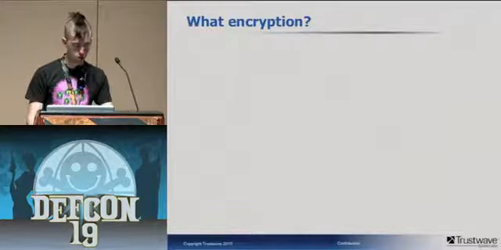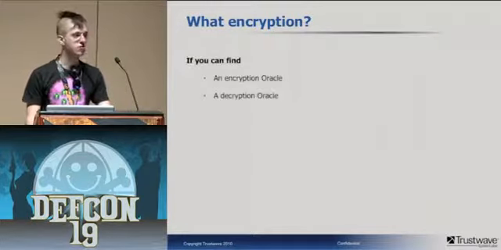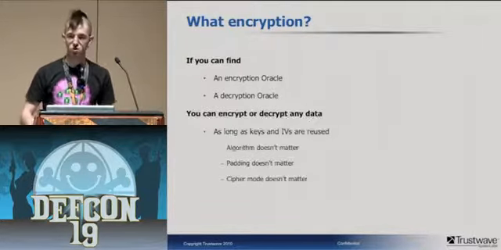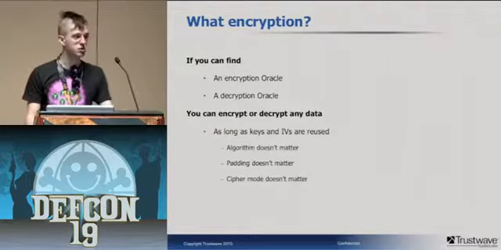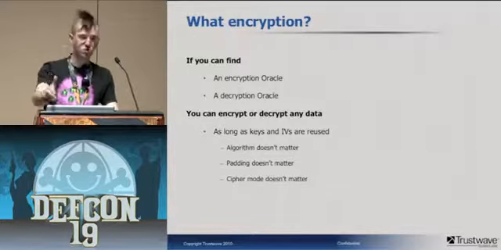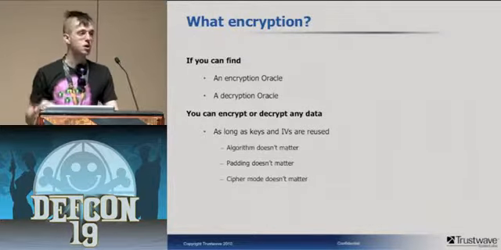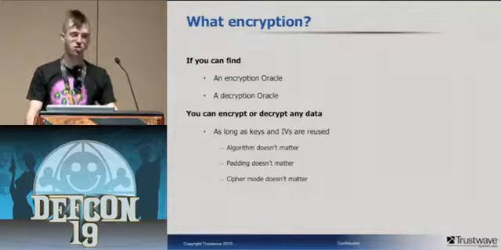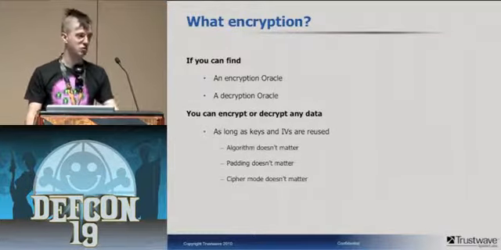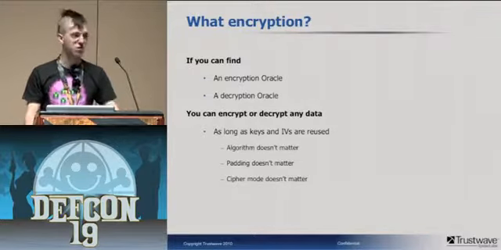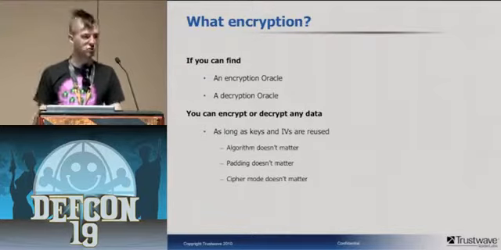So one last take-home point that I want to make is that if you can find an encryption oracle and a decryption oracle, it doesn't matter what you're using, as long as keys and IVs are reused. By the way that cryptography works, anything that's encrypted and decrypted with the same key, IV, and cipher is going to be the plain text. So whatever cipher you're using, whatever key, whatever padding, whatever cipher mode, it doesn't matter if you can find an encryption or decryption oracle. Anything with that same key, IV, and cipher is now as good as plain text.